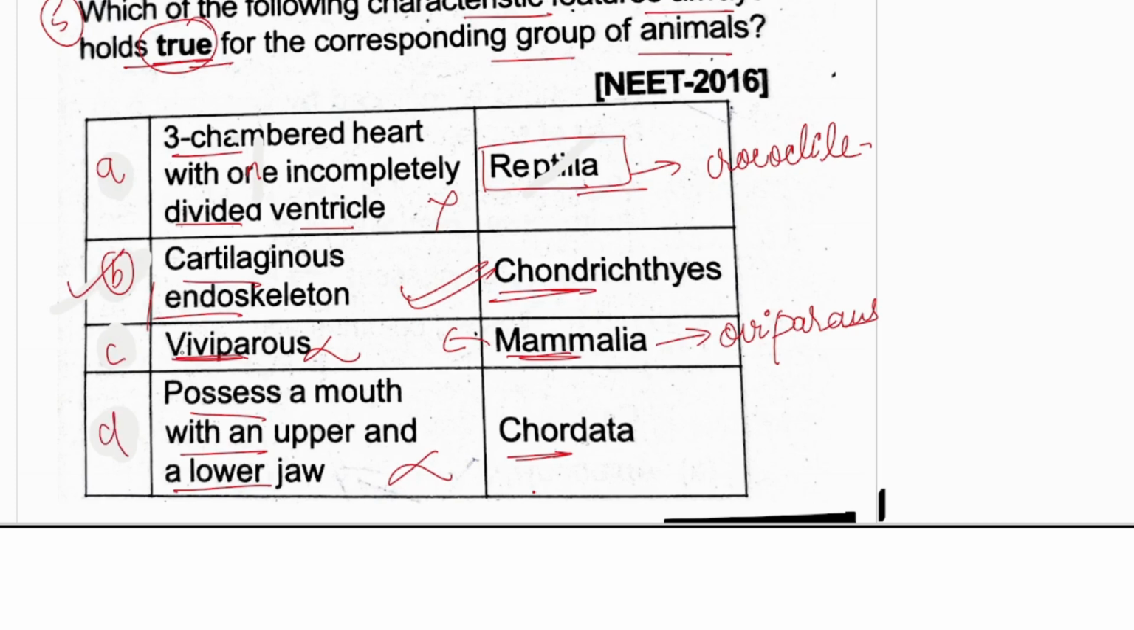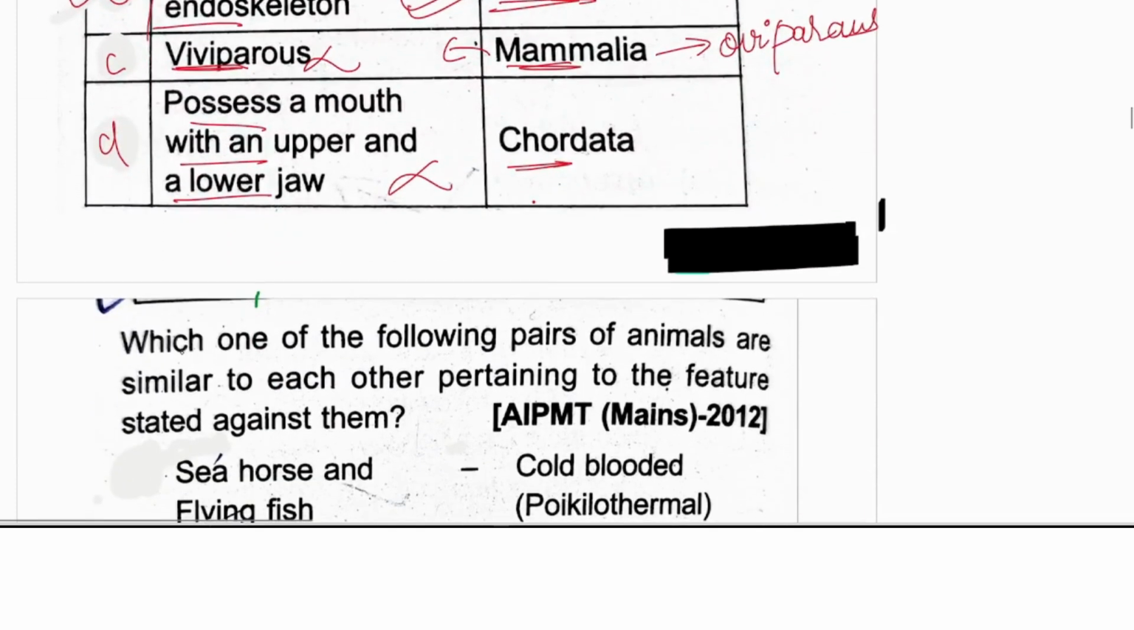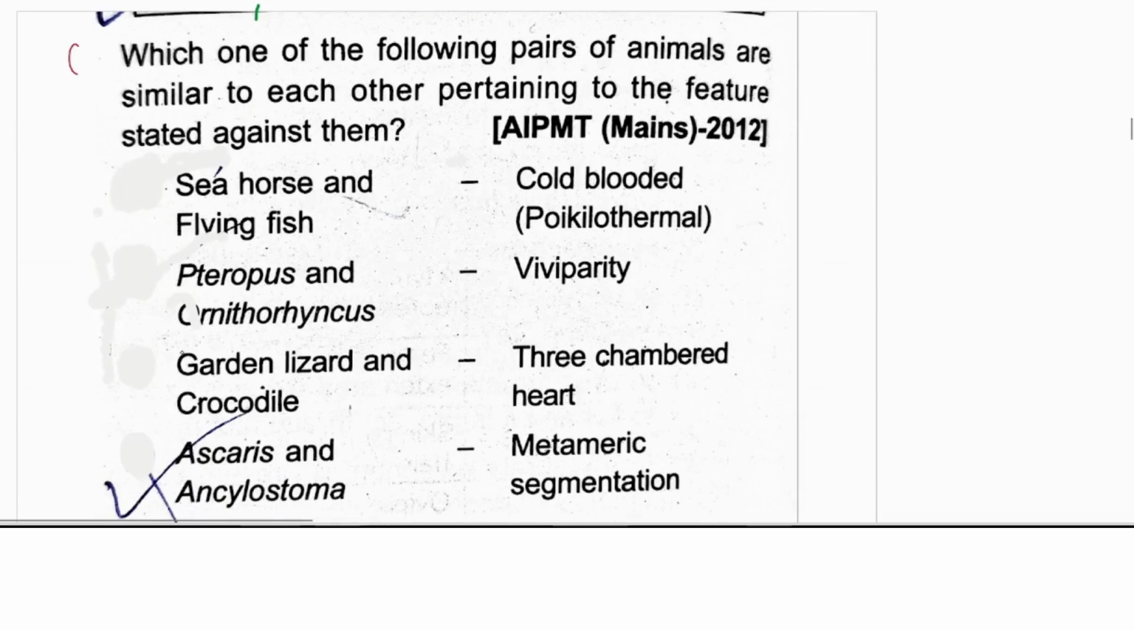Okay, now let's see question number 6. Question number 6: which one of the following pairs of animals are similar to each other pertaining to the features stated against them? Seahorse and flying fish, then Platypus and Ornithorhynchus, then garden lizard and crocodile, and Ascaris and Ancylostoma. If you have learned the examples, you can find out the answer very easily. So let's see what would be the correct matching for it.